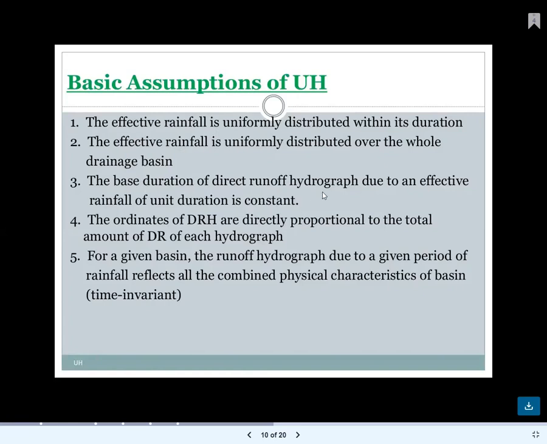The base duration of the direct runoff hydrograph due to an effective rainfall of unit duration is a constant. The ordinates of the DRH are directly proportional to the total amount of direct runoff of each hydrograph. For a given basin, the runoff hydrograph due to a given period of rainfall reflects all the combined physical characteristics of the basin, that is time invariant.